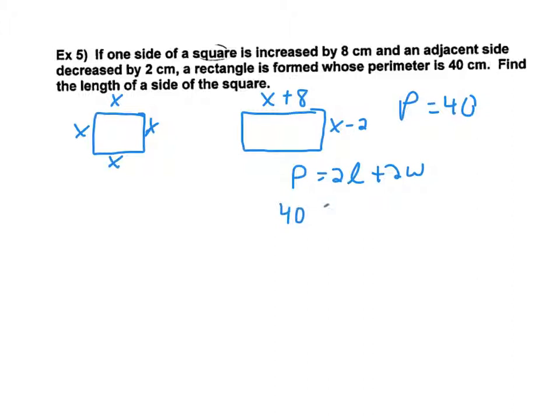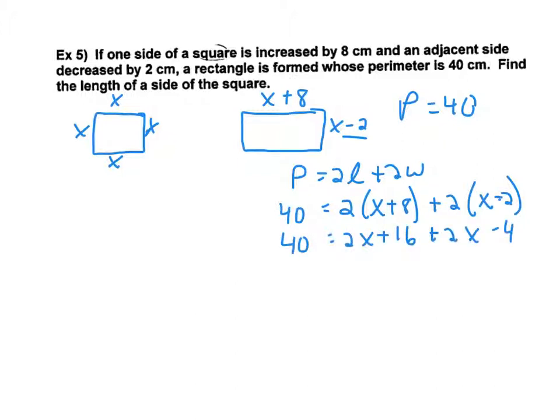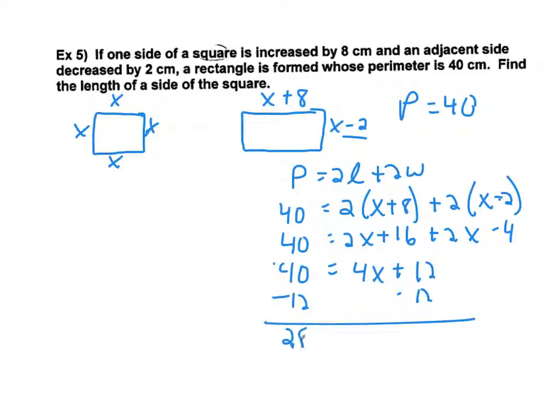So that'd be 40 equals, and then I have to substitute. So 2 times the length would be x plus 8 there, plus 2 times the width, and the width is x minus 2. Now I just need to do what I've been taught to do, which is distribute and combine like terms and solve this equation to find out what x is. So if I distribute here, this is what I get, and then I combine like terms, and I'll get 40 is equal to 4x plus 16 minus 4 is 12. Subtract 12. I think that's 28 equals 4x, so that means x is equal to 7.